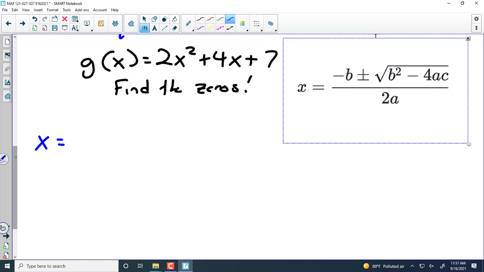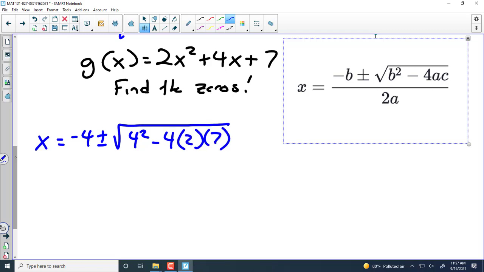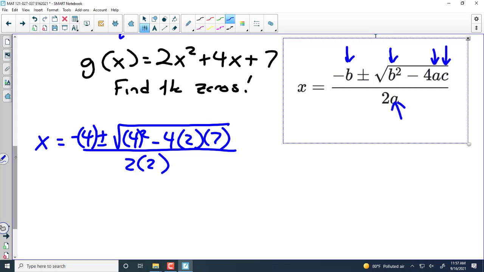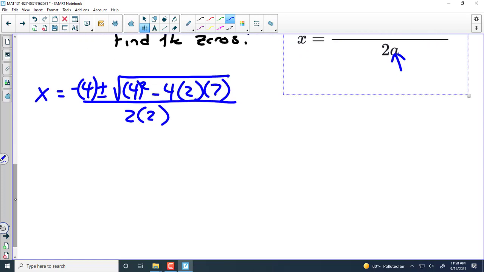So, x equals -4 plus or minus the square root of 4 squared minus 4 times 2 times 7, all over 2 times 2. You can actually see, before the formula alarms, you're only plugging in 5 different places. 1, 2, 3, 4, 5. Then you simplify it. 8 times 7.